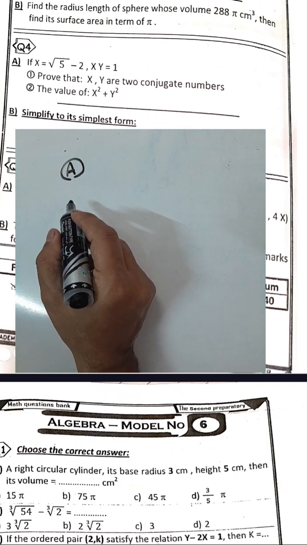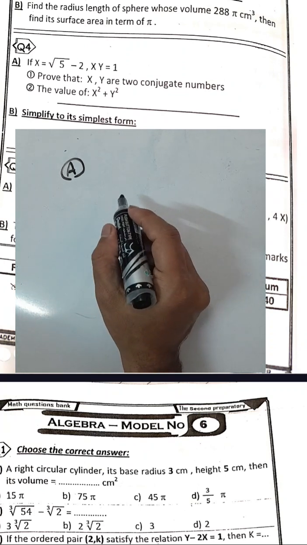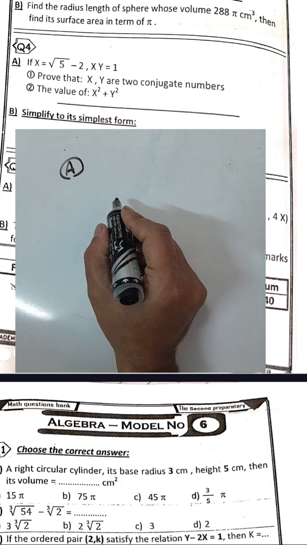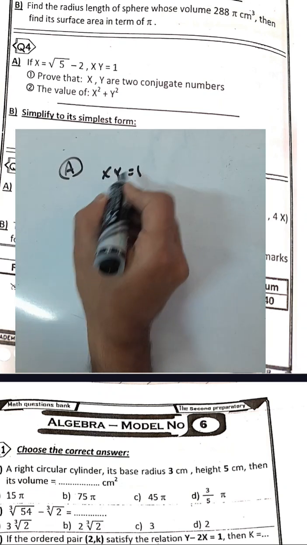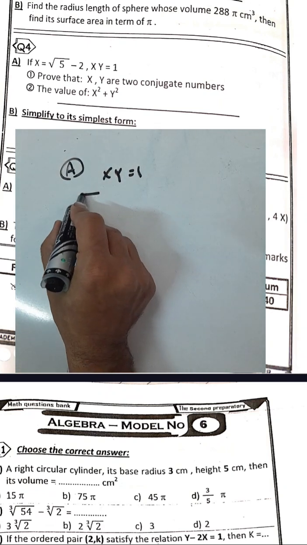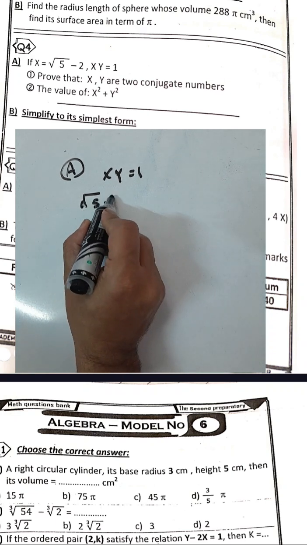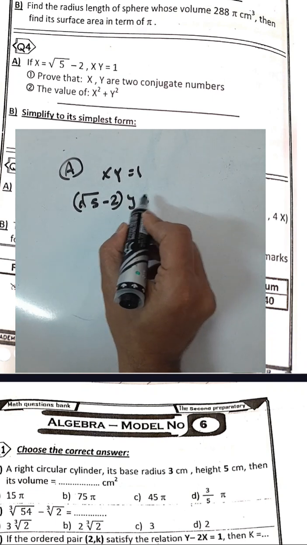We have x and y. Prove that x and y are two conjugate numbers. First step, we can find the product between them. x times y equals 1. Then we put x equals the value of x, which was root 5 minus 2. Product by y equals 1.